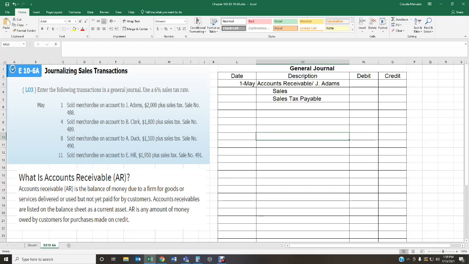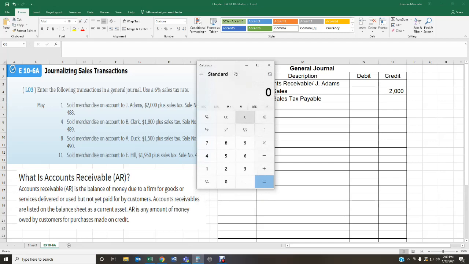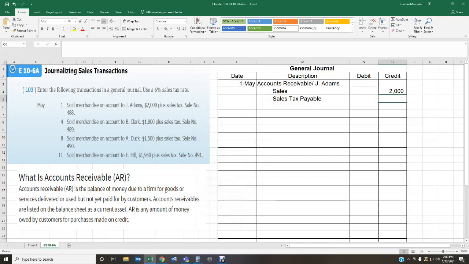So let's start off with the sales. How much merchandise did we sell to Adams on account? It says here that we sold $2,000, so my sales is going to be a credit of $2,000. Sales is a revenue account. It has a normal balance of a credit. Now we need to figure out how much taxes we need to collect on that sale. We made a sale of $2,000, and I'm going to multiply it by my tax rate of 6%. That gives me $120 of taxes. So how much does J. Adams owe me? J. Adams owes me the $2,000 of merchandise plus the $120 of taxes. So Adams owes me $2,120. And this is sale number 488.